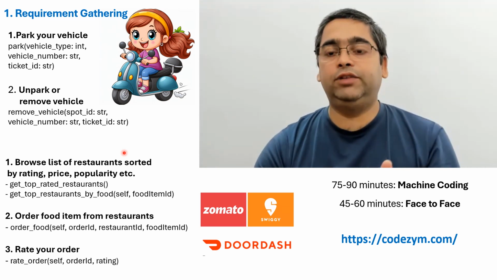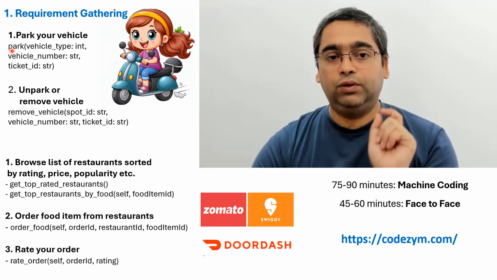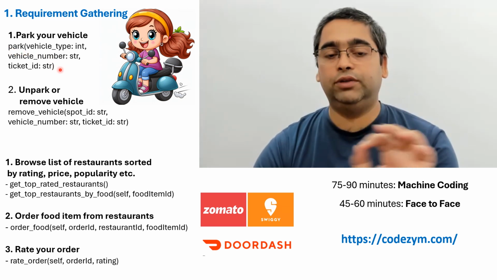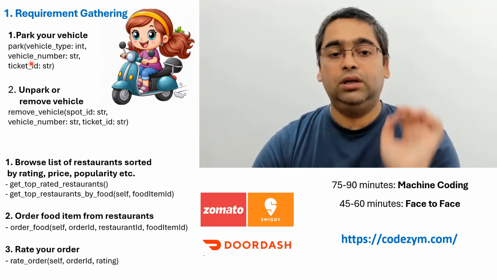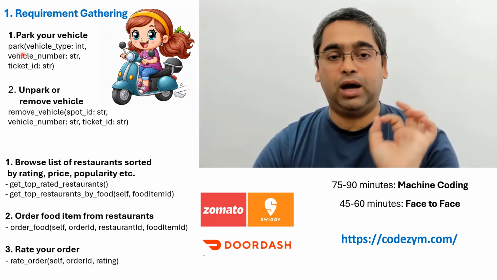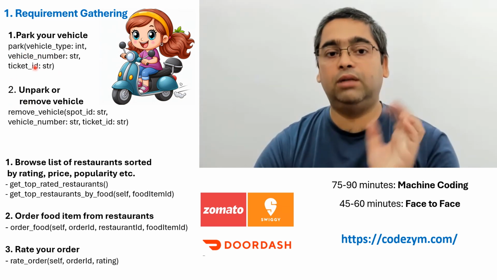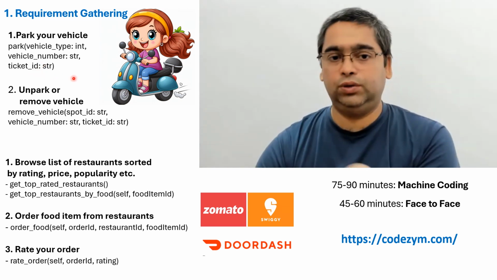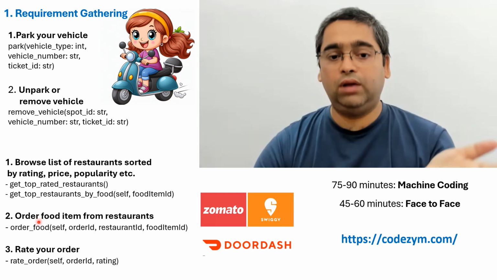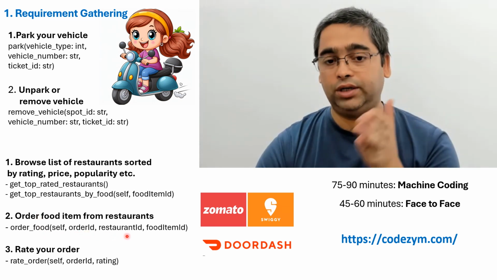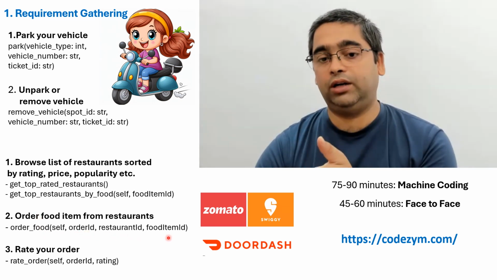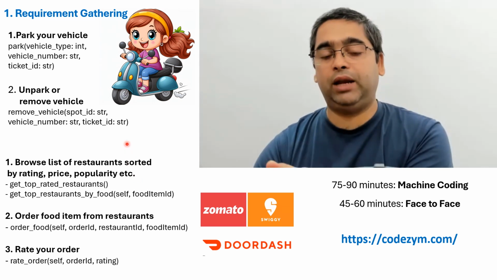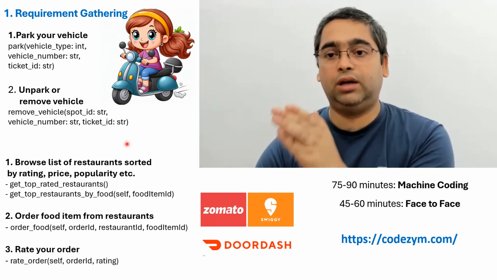The second thing which I want you to take note of is, you can see I have written exact method signatures of the methods or functionalities which I want to support. You see the park vehicle method, it takes a vehicle type, it takes the vehicle number or the license plate, and a ticket ID. Basically, the ticket ID the interviewer can ask you to generate also. For ordering food, it takes an order ID, an order is taken from a restaurant, and a specific food item is ordered. So the second thing is to write your API structure with parameters, or write your method signature correctly.